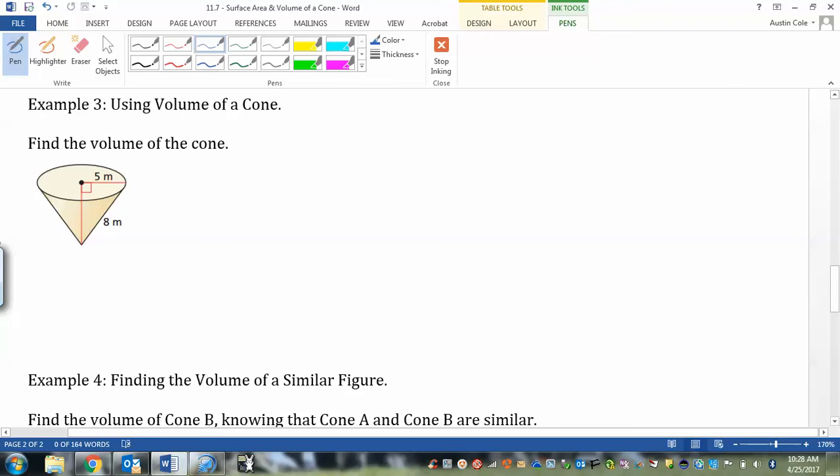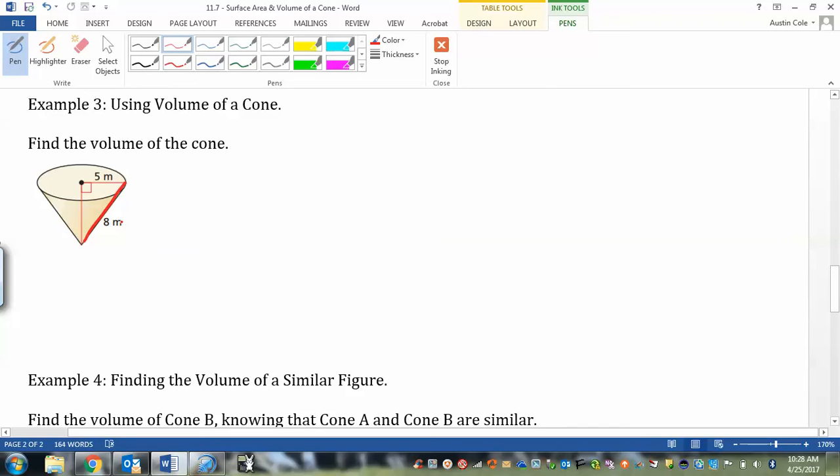So we got the cone there, 5-meter radius, 8 meters. Is that the slant height or the actual height? We don't know. I guess it's slant. It is a slant height, right? Because if I extend that, it's right there on the hypotenuse. So how do you find that? Hannah said it earlier, right?